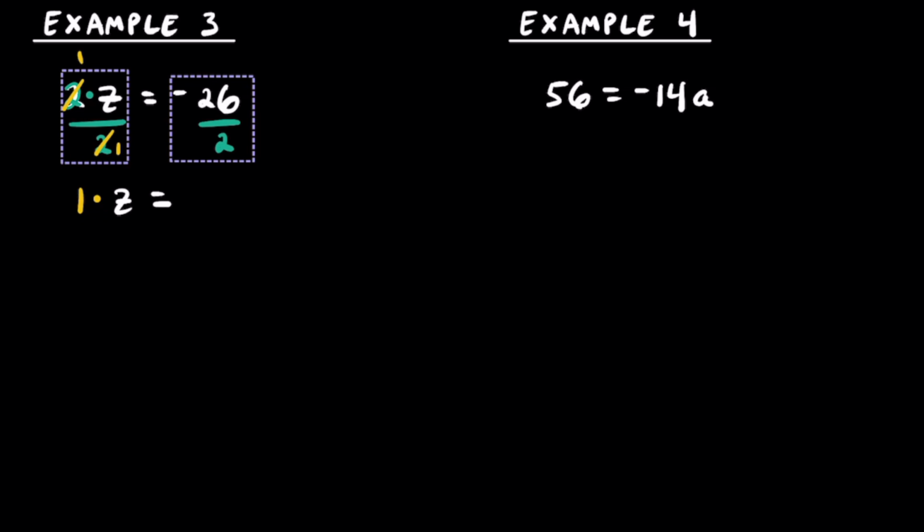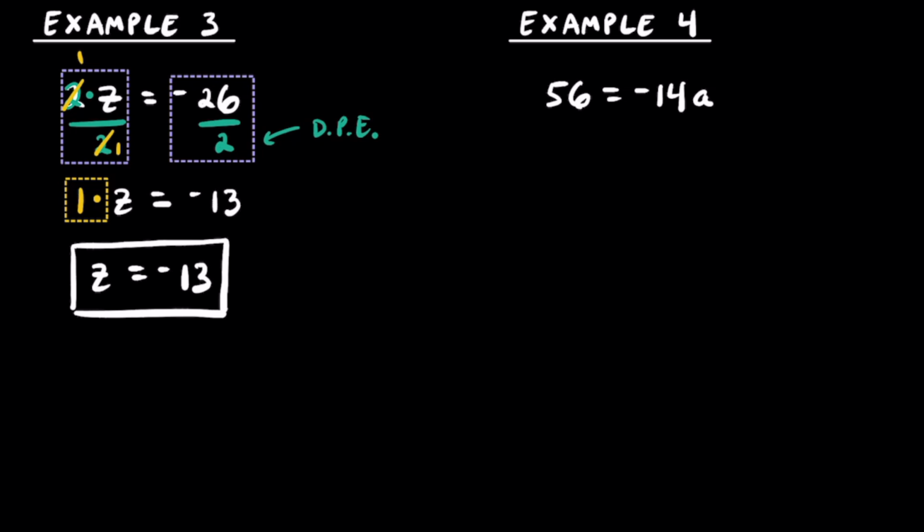On the right side, if we know that half of 26 is equal to 13, then half of negative 26 is going to equal negative 13. We got our coefficient for z to be 1, so we don't need to write it, and we can say that z is equal to negative 13. There's our solution. There's the division property of equality, and there's the identity property of multiplication.